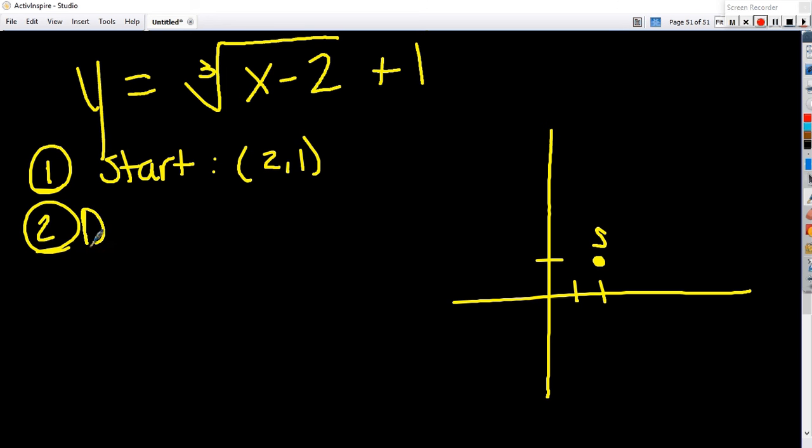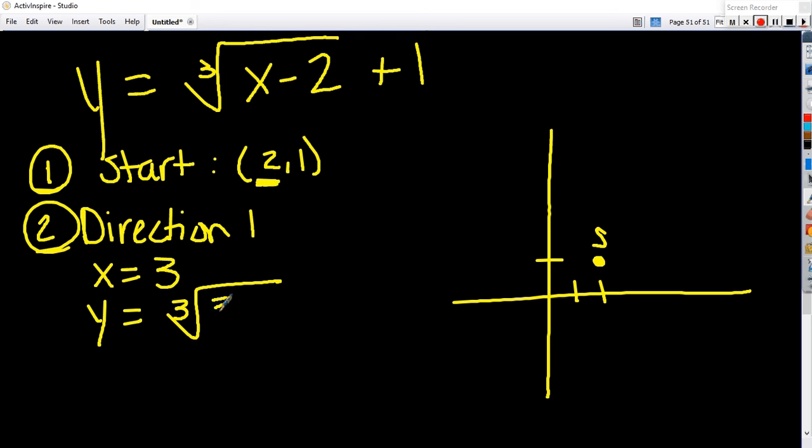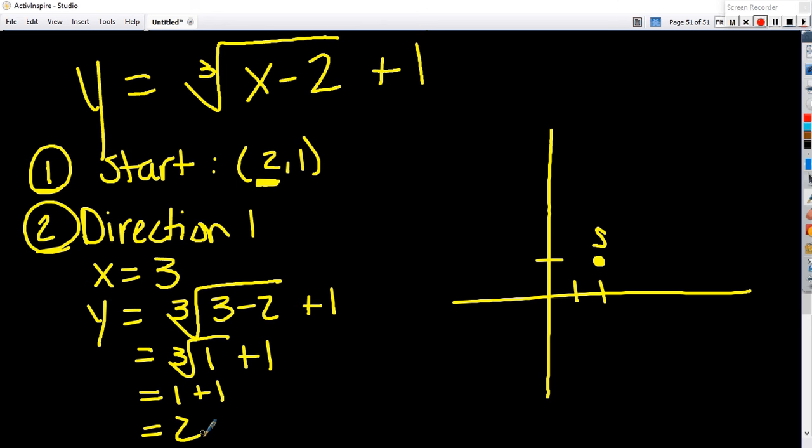Direction 1, I'm gonna find it exactly the same way. So my X, I'm gonna take my H and add 1 to it. So what's my X? 3. Move over 1 from where you started. Okay? Plug it in. 3 minus 2 is? 1. What is the cubed root of 1? And what is 1 plus 1? So my first direction point is 3, 2.